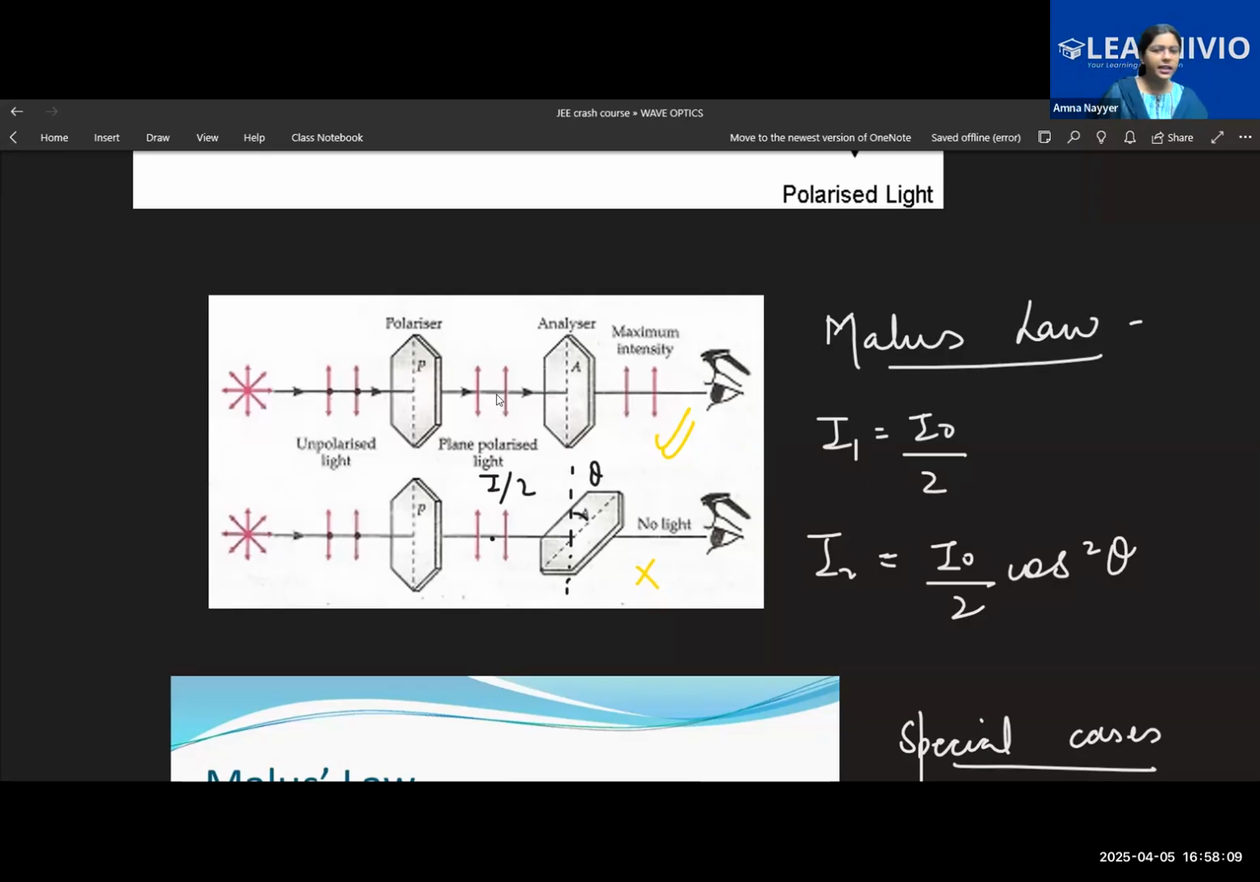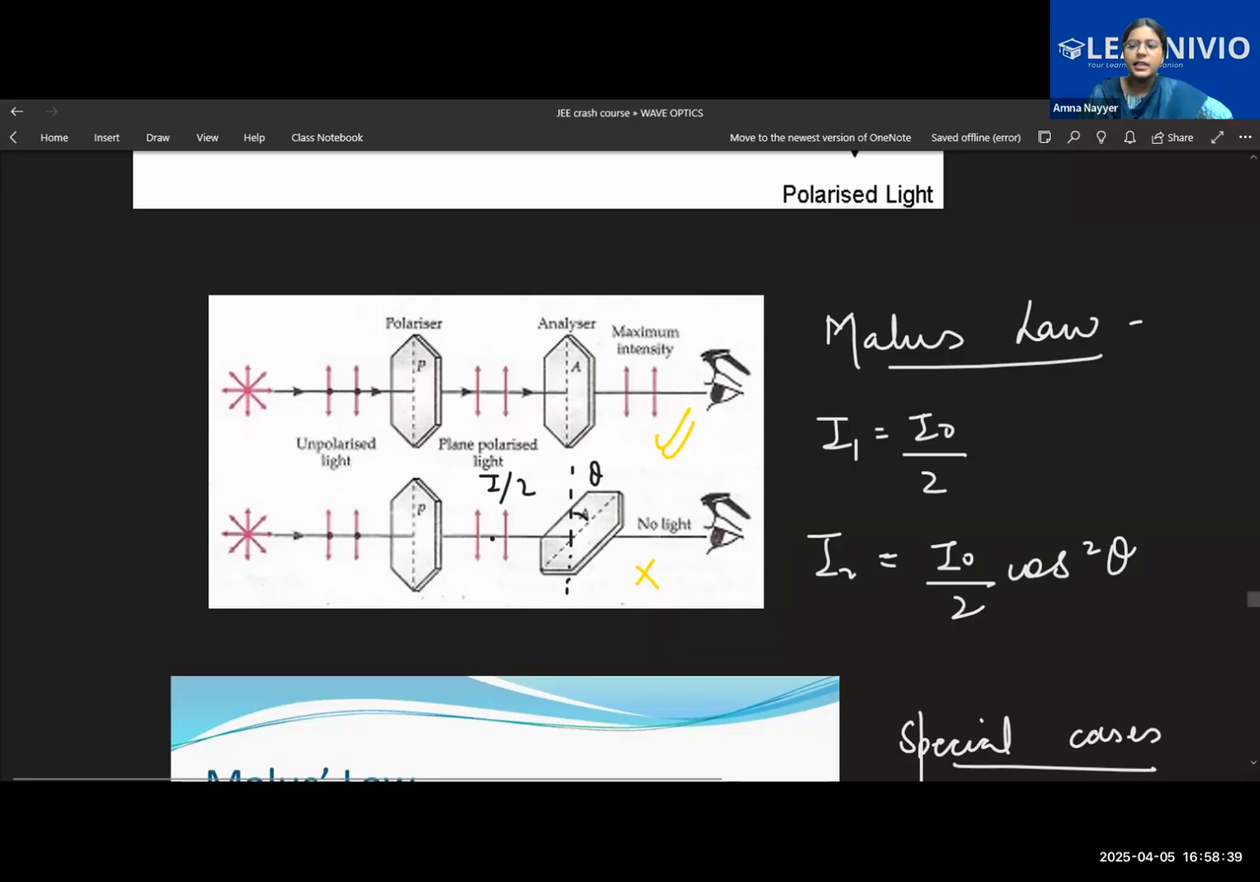If light rays are coming in different directions, and you have kept a filter which allows only these rays to pass, so what will happen? Eventually, the rays which were passing like this won't be able to go through it. Only these will come and go. So you will see only one plane. This work is done by the polarizer and analyzer. Is that clear?